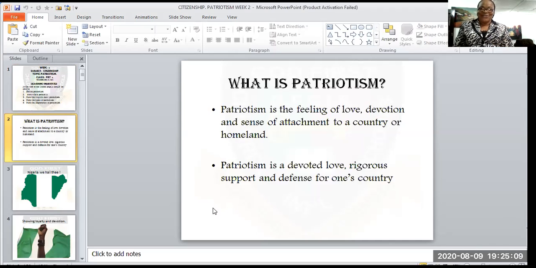That is patriotism, according to that songwriter. I love my country, I will not lie, I will not tell lies, I will not deceive you. I love Nigeria, my home nation.